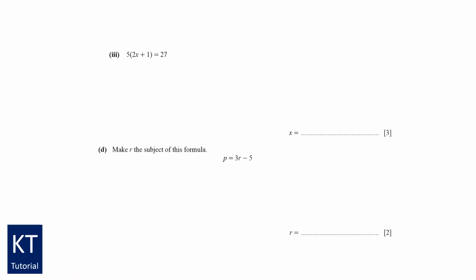Question 9c3. Solve the stated equation. In going through the working, x is 2.2. Question 9d. Make r the subject of the stated formula. By rearranging the equation, r is p plus 5 divided by 3.